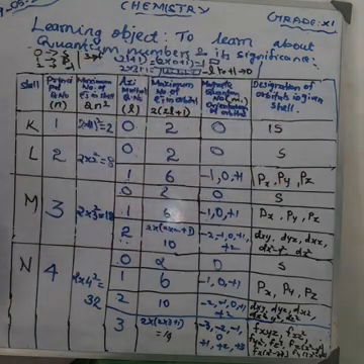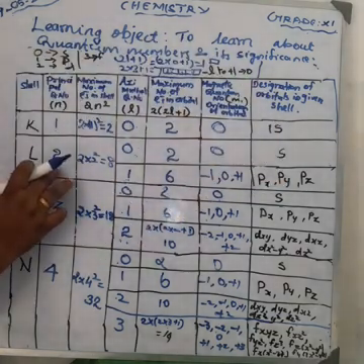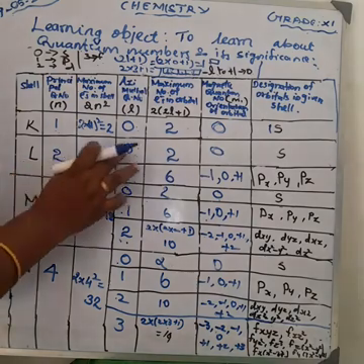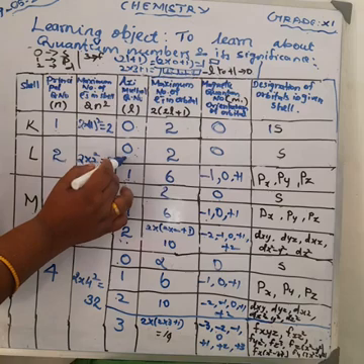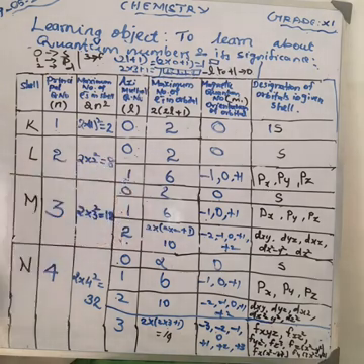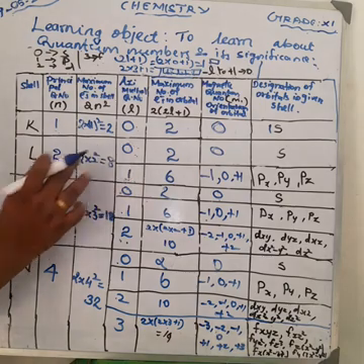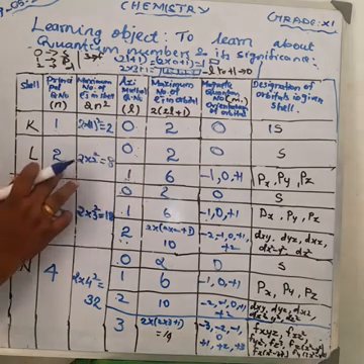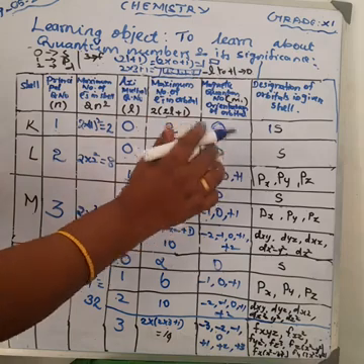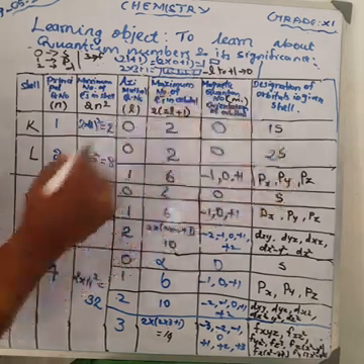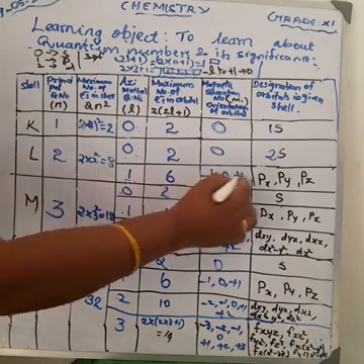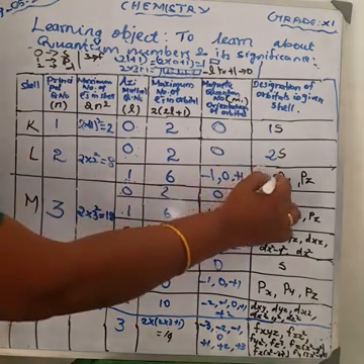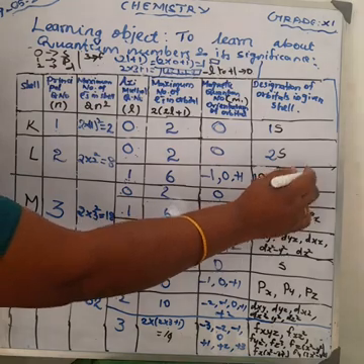Second, the L shell. The L shell is divided into 2 subshells: s orbital and p orbital. For the s orbital, the principal quantum number is 2, so we write 2s. For the p orbital, the principal quantum number is also 2, so we write 2px, 2py, 2pz.